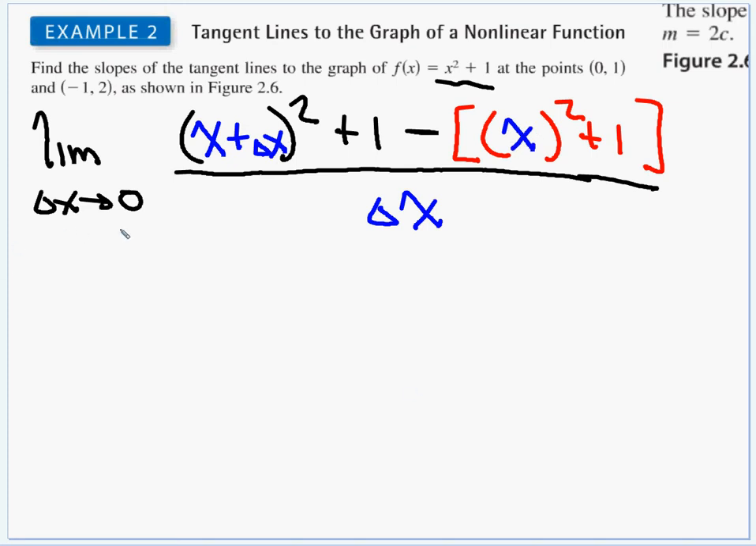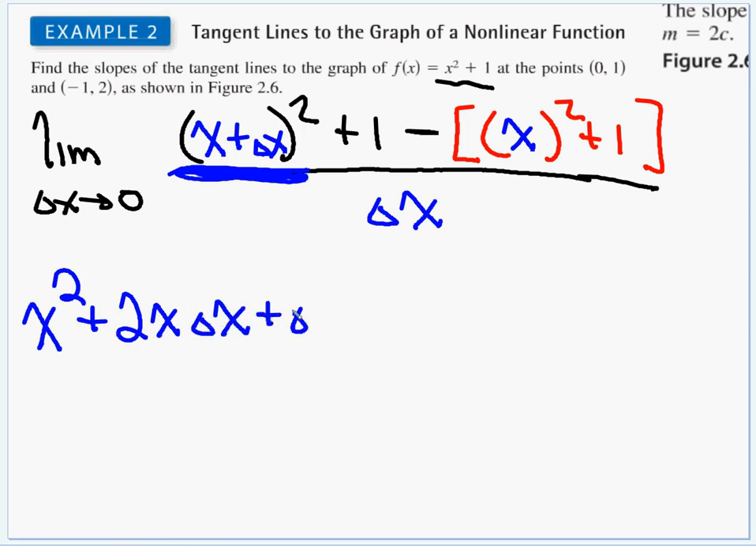Now I am going to drop my limit notation because I am going to need a little more room here. We're going to FOIL out this first term. I'm underlining in blue, x plus delta x squared. That's going to be x squared plus 2x delta x plus delta x squared. And it's real easy, don't forget this plus 1 here. That wants to come along for the ride.